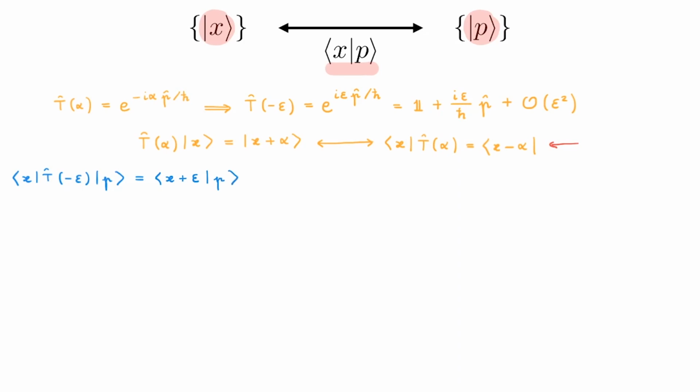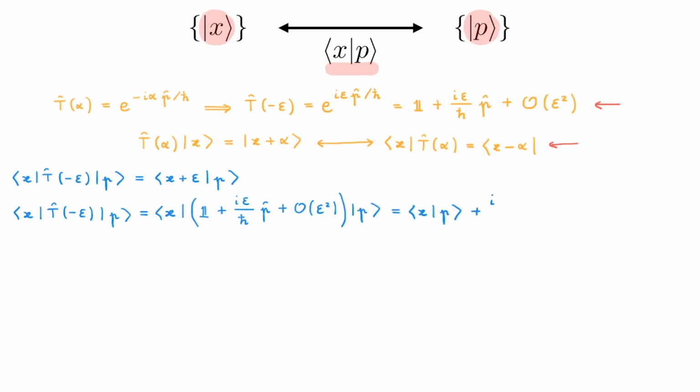We now copy the same matrix element, x T minus epsilon p, but use instead the other representation above in terms of the Taylor expansion of the translation operator to write x, 1 plus i epsilon over h bar p hat plus a term of order epsilon squared, p. Putting this together, we obtain the bracket of x with p plus i epsilon over h bar x p hat p plus a term of order epsilon squared. One thing to note is that p hat p is simply the eigenvalue p times the ket p.